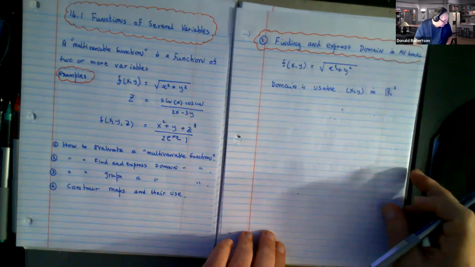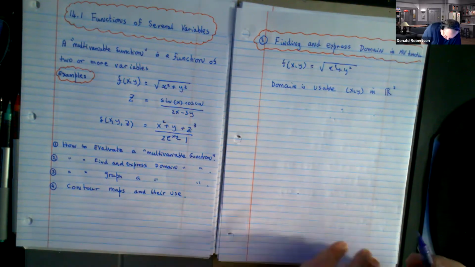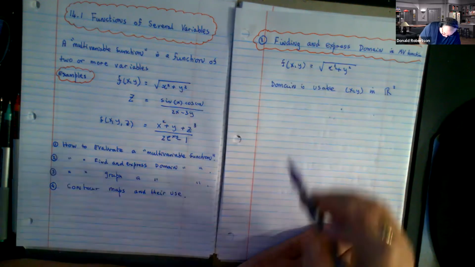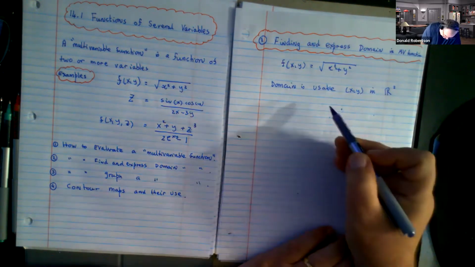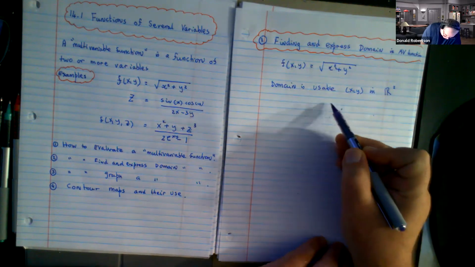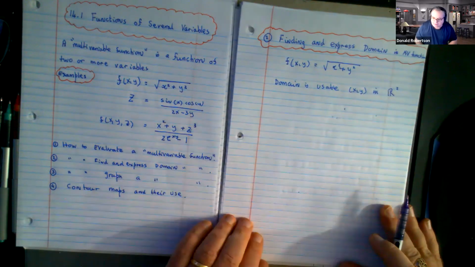Now, the second situation is a little bit trickier, but not too much, I don't think. And that is, how do you find and express the domain of a multivariate function? Well, let's look at what a domain is. We're only going to talk about ones where there are two variables here, right? So the domain is no longer going to be the usable values of x, but the usable values of x and y, and R2 just means two-dimensional space.